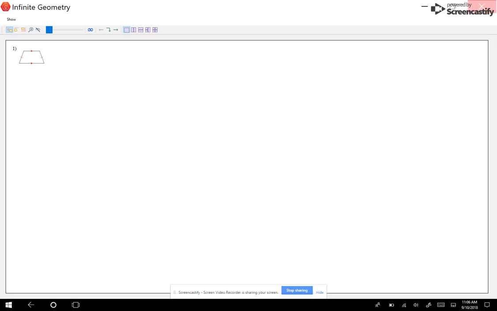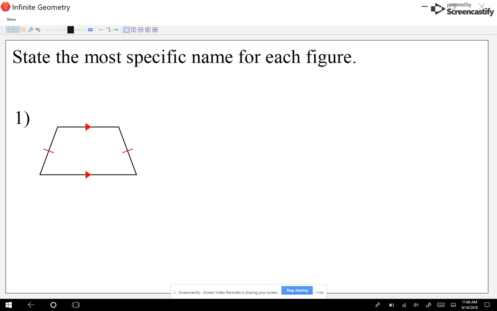No? All right. Homework-wise, the way we're going to be looking at our homework, you're going to state the most specific name for each figure. Notice top and bottom are parallel. See my arrows? The sides are equal. Right? They're not parallel. They're equal. I'm using slashes. Isosceles trapezoid. Nice. Now, if I look at my example 2, top and bottom are parallel, left and right are parallel, but not all 4 sides equal, obviously. How do we call that? Rectangle, the angles are 90.